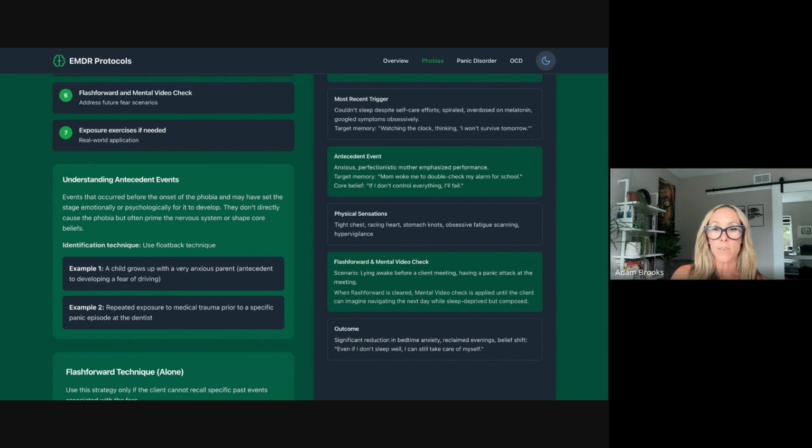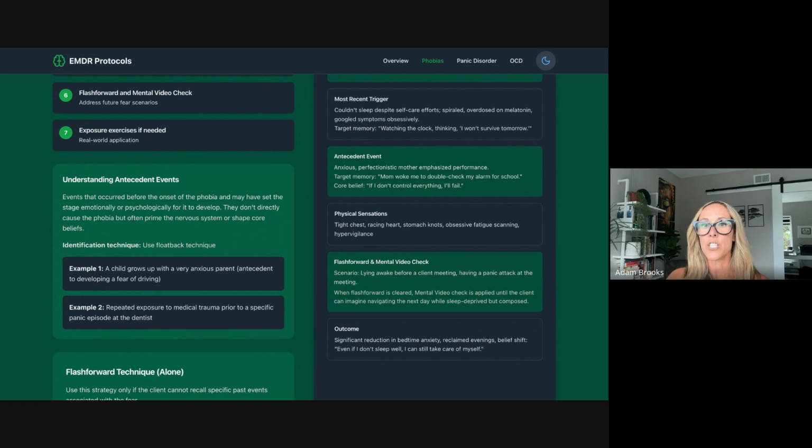where, especially in this case, she had to imagine navigating the next day while sleep deprived but composed, right? So you're going to drop the catastrophic event and have her imagine coping adaptively with her feared scenario. Once that was successfully completed, because this is a case study, the outcome was significant reduction in bedtime anxiety, reclaimed evenings, and the belief shift was, even if I don't sleep well, I can take care of myself. So good for Anna.